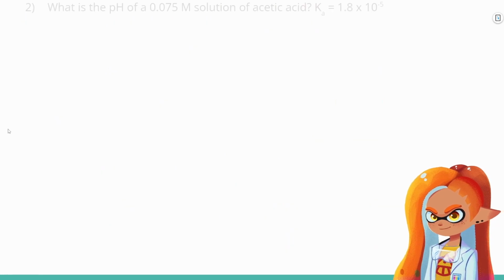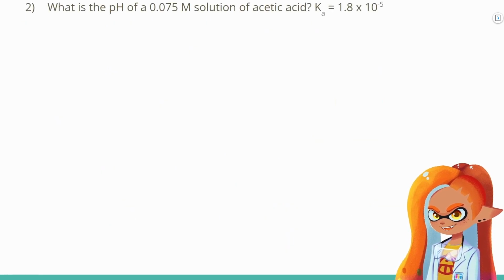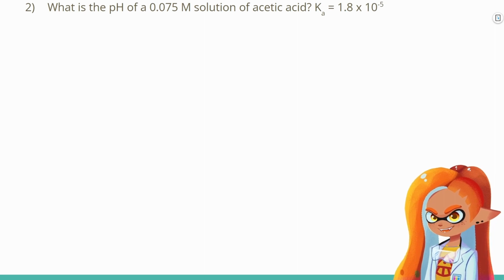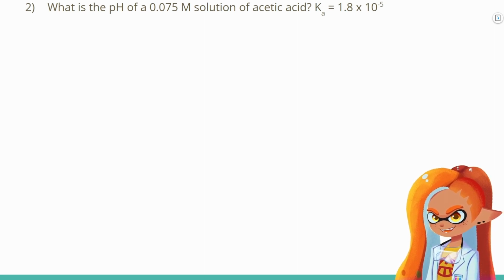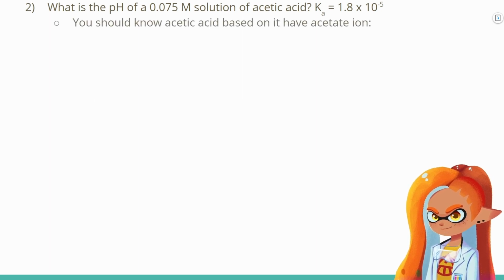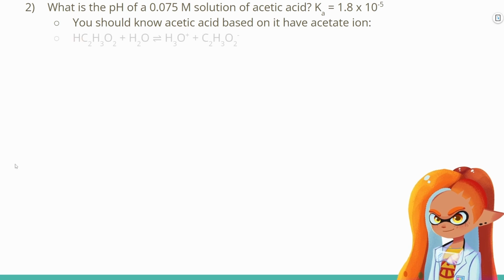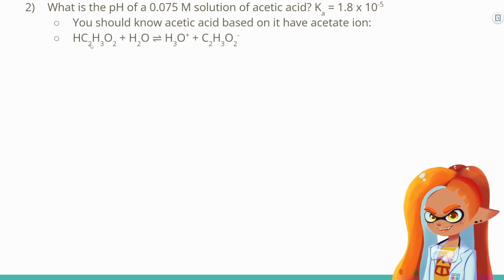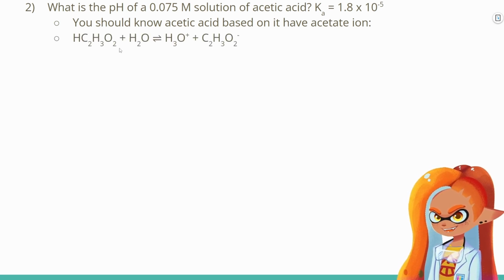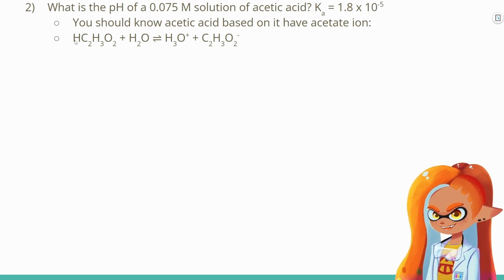Alrighty, second problem. So what's the pH of that solution of acetic acid? We have a Ka value, we have a concentration, and so we're going to calculate some stuff. If you know acetate ion, then you should know what acetic acid is. If you don't know the acetate ion, then here. The acetate ion is this part right here, and when it's an acid, you just throw an H on there, or however many H's you need to balance out the polyatomic ion, and then you got it.